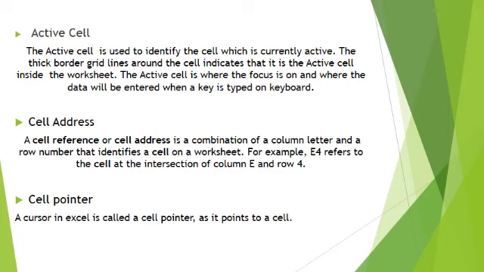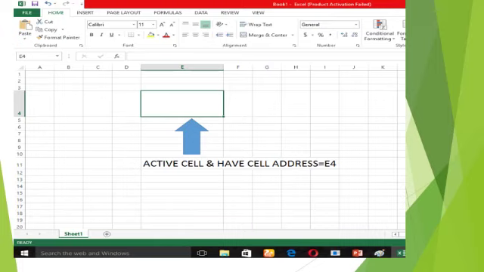Next is cell pointer. A cell pointer is a cursor that always points to a cell. A cell boundary gets highlighted at the position of the cell pointer. In the image, you can see the active cell which has green borders, and the cell address is E4. That is, E is the name of the column and 4 is the name of the row. So the cell address is E4.